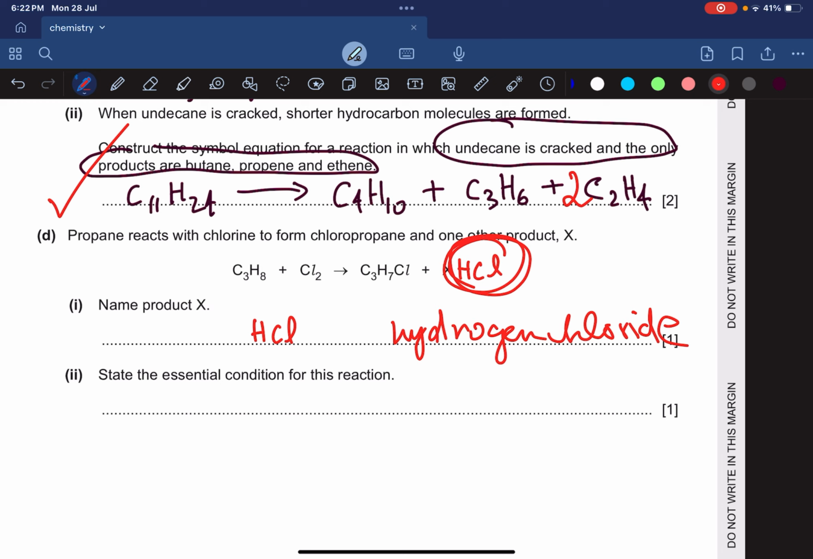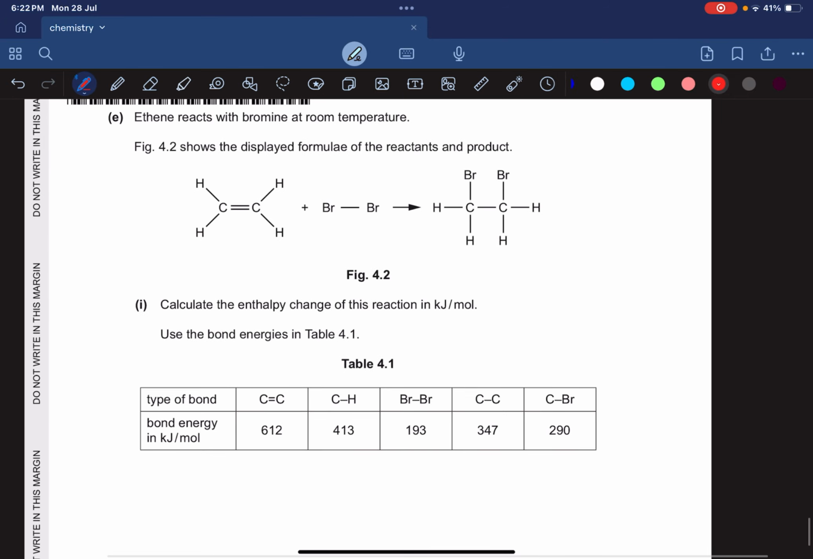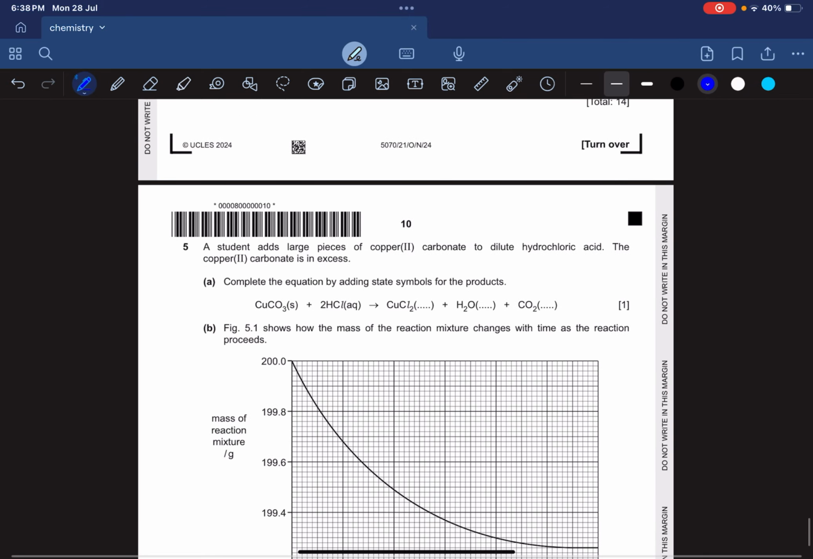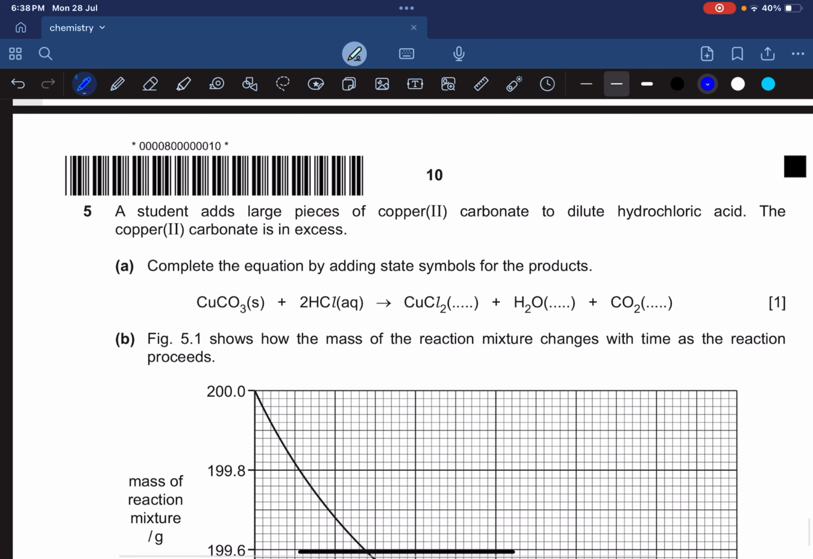Okay? State the essential condition for this reaction: UV light. Why? Because it provides the activation energy for the reaction, which is the minimum amount of energy that the colliding particles must have in order to react. A student adds large pieces of copper(II) carbonate to dilute HCl. Okay, the copper(II) carbonate is in excess. Complete the equation by adding state symbols.